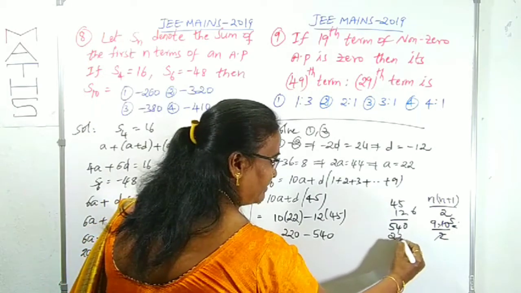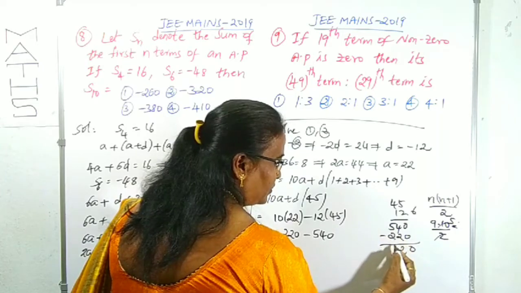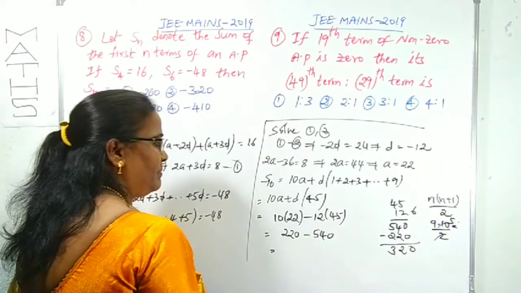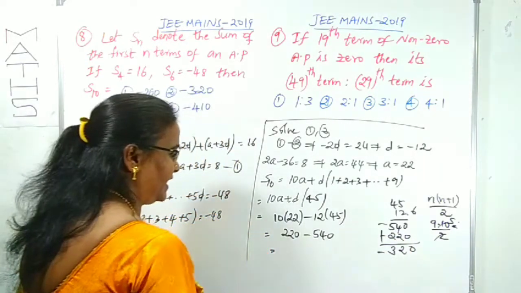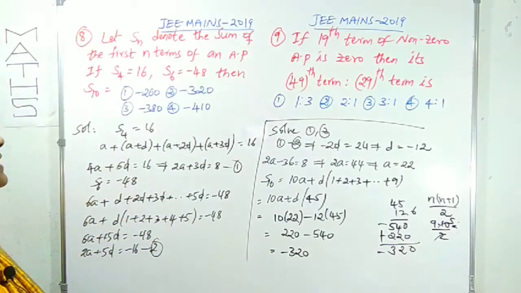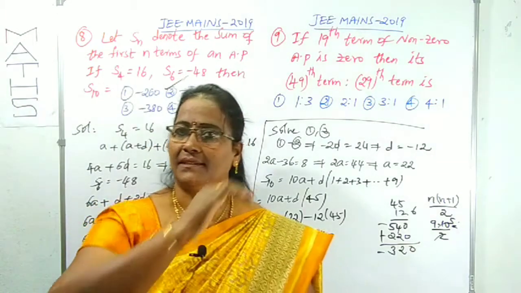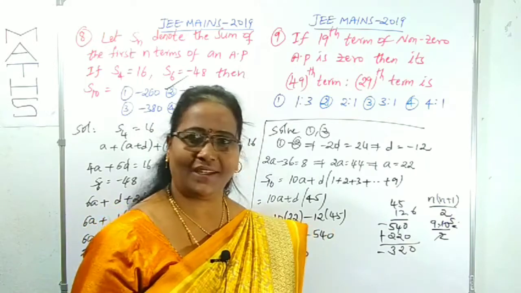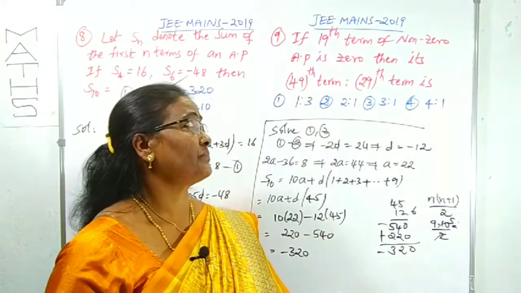540 with 220, with minus. 5 minus 2 is 3, so this is a minus sign, this will be the plus sign. What will come here? Clearly minus 320. Which option? Clearly the second option. That's it. Here we use the general series of a plus d, a plus 2d, etc. So clear? This is given in the April shift.